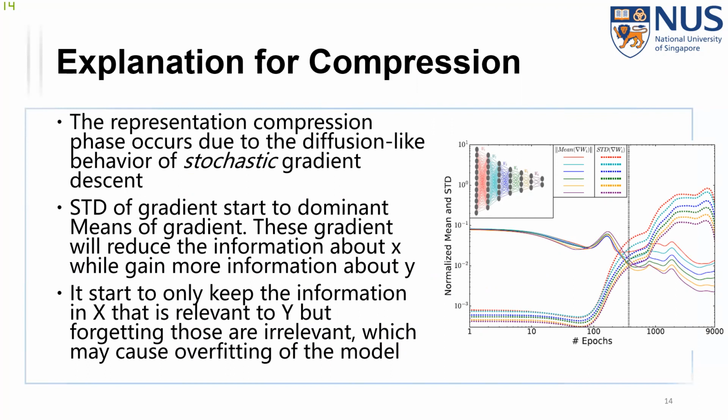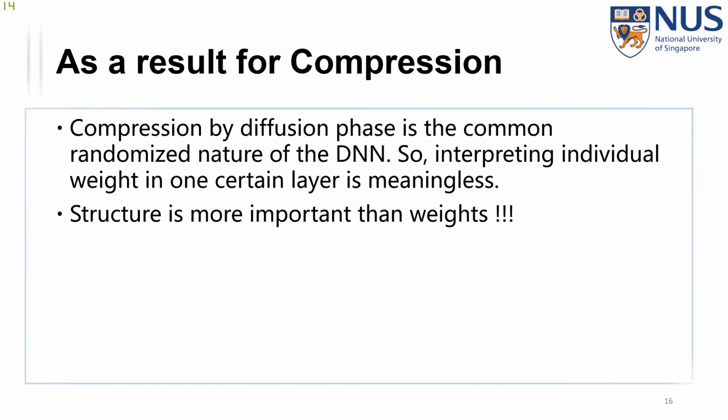What I also said is that it may explain why some models cause overfitting, because they start to discard information in X, but some of that information may be important when the dataset is not truly well given. Next, as a result of compression, interpreting individual weights on a certain layer is meaningless, because the weights will be changed in a way that the entropy is highest. So there is no meaning in interpreting individual weights there. It also says the structure is more important than the weights.